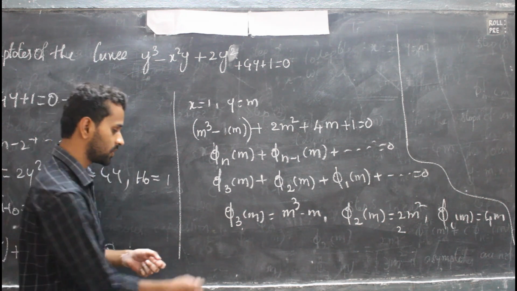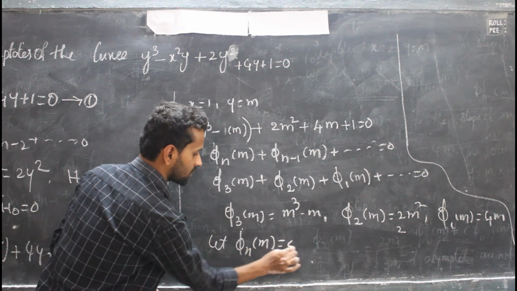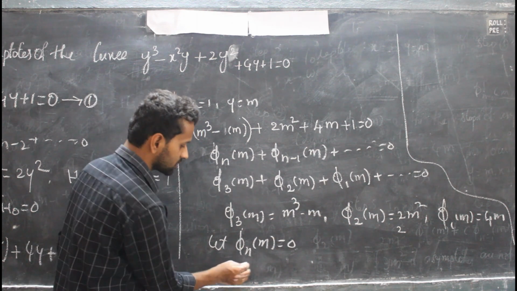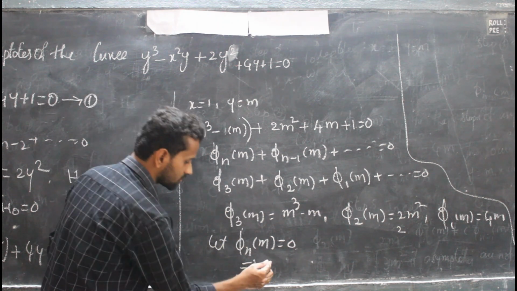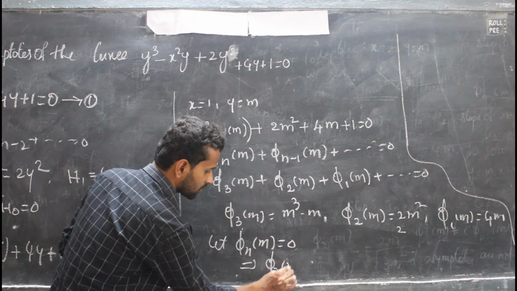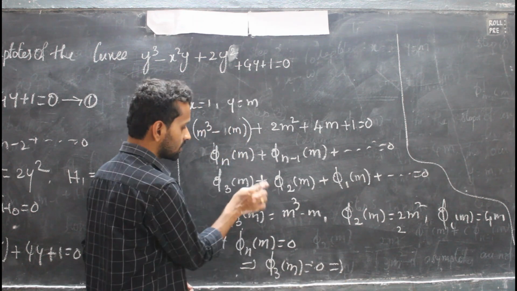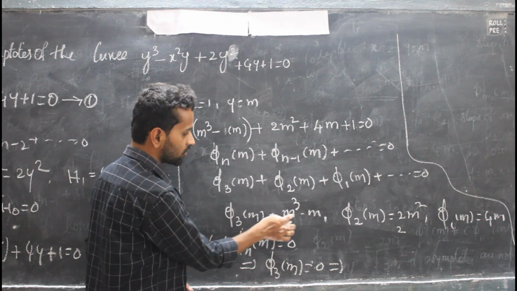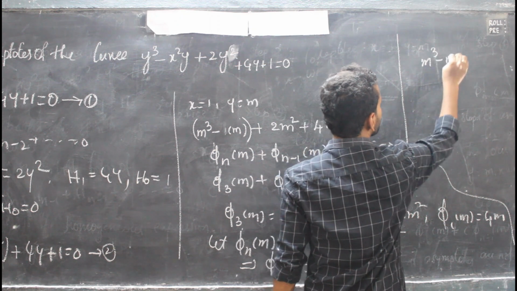Step number 3 says, let phi n of m equal to 0. We need to solve this equation. So this becomes phi 3 of m, since the highest degree n is 3, right? So that becomes phi 3 of m equal to 0. That implies I need to solve the equation phi 3 of m, that is m cube minus m equal to 0.